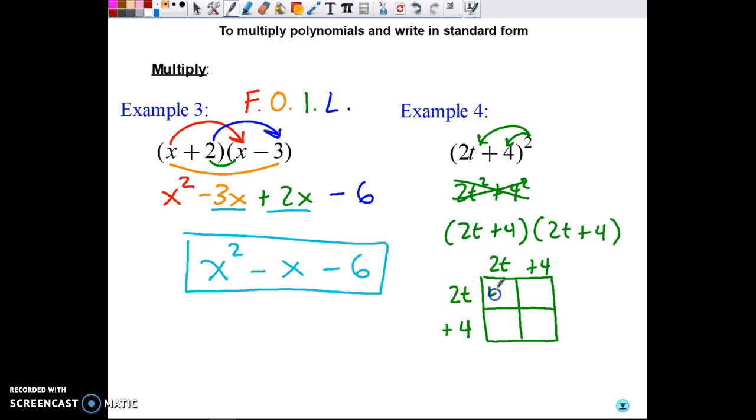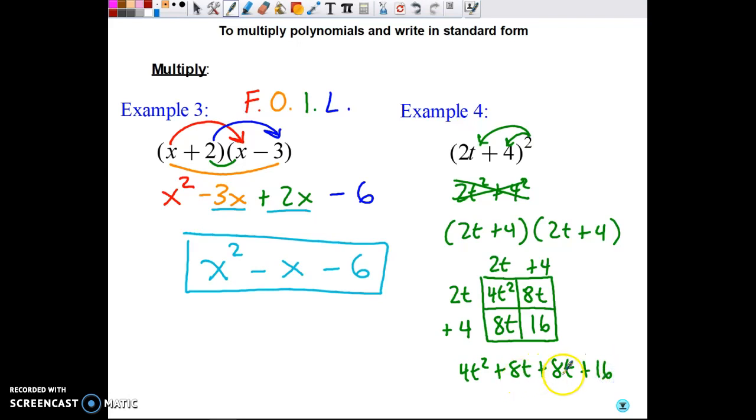2t times 2t makes 4t squared. 4 times 2t, remember I'm doing this column by this row. 4 times 2 is 8. T times t to the 0 would just be t. This is also 8t, not 80. 8 times t. 4 times 4 is 16. You can see that that leaves 4t squared plus 8t twice plus 16.